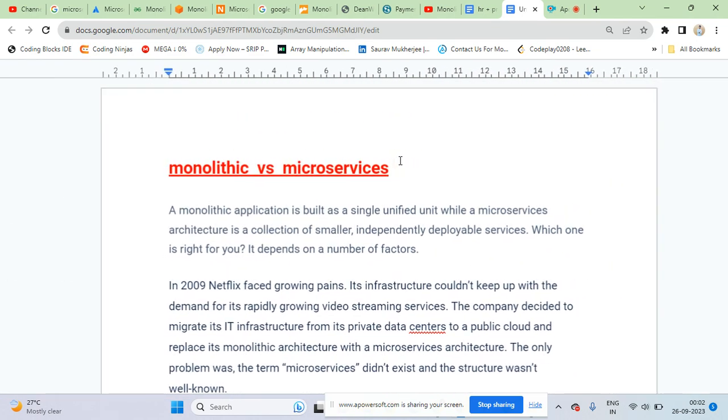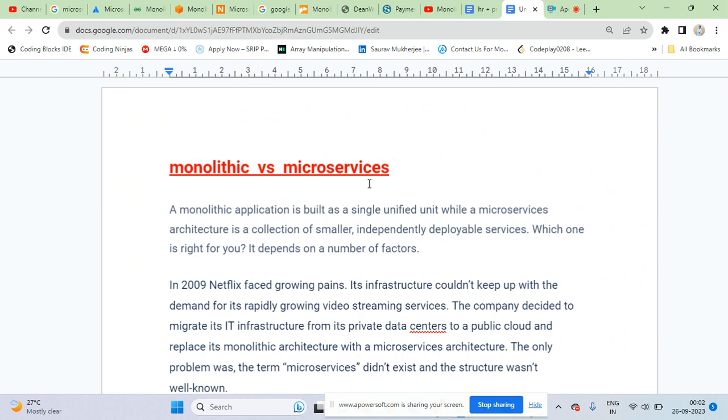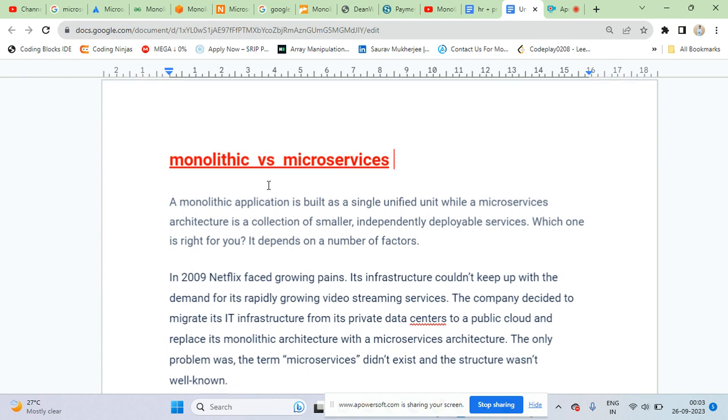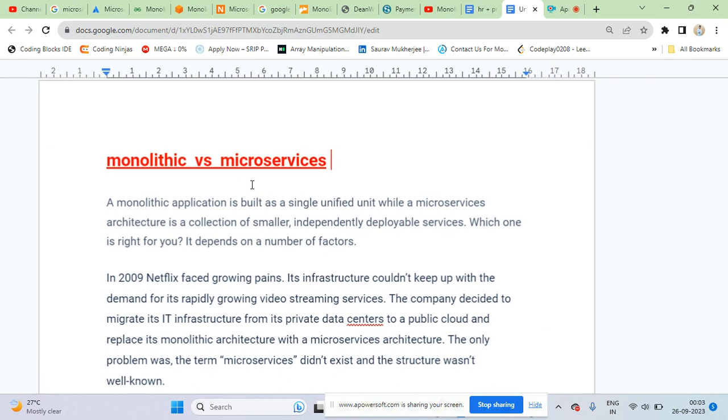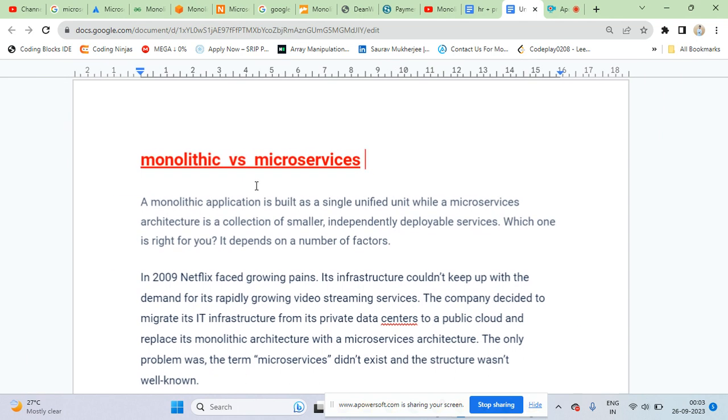So you get an understanding of what is monolith, what is microservices, what's their difference, what's their use case, and which one should you use to build your next application. Let's start. So a monolithic application is built as a single unit. Okay, it's something which is said about monolithic application.